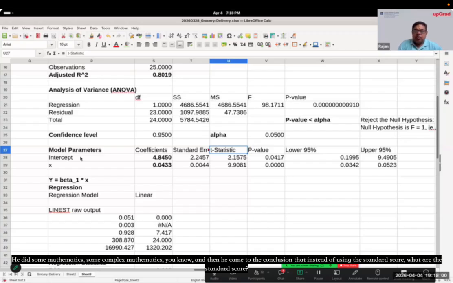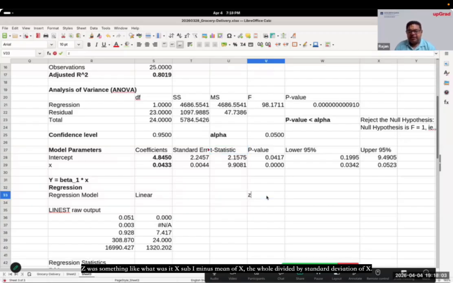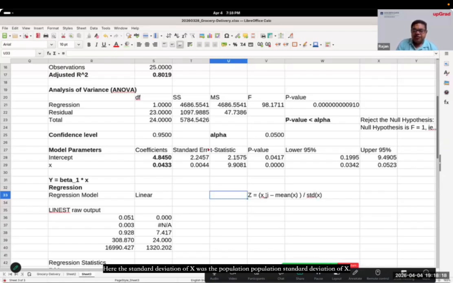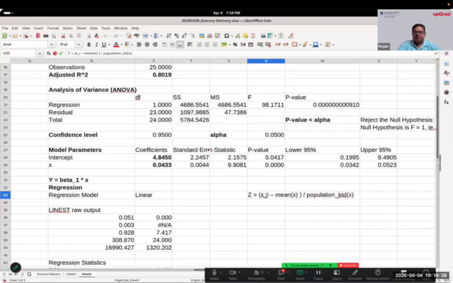What is the standard score? Z is equal to X minus the mean of X, divided by the standard deviation of X. Here, this standard deviation of X was the population standard deviation. These are the implicit assumptions.